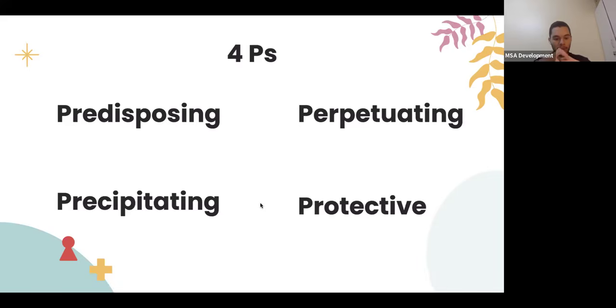Precipitating? Yes, it is precipitating. Because of the breakup, she now has more anxiety. Like we also said, she also has financial debt. Perpetuating, protective? It's perpetuating actually, because the financial debt is something that's always there. Perpetuating means that it is something always there throughout the person.